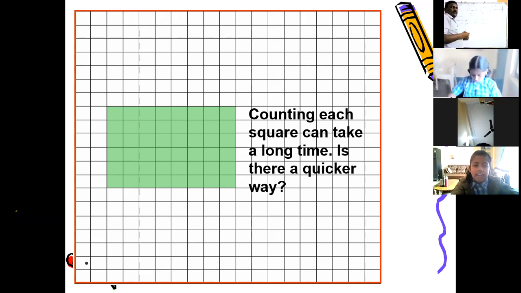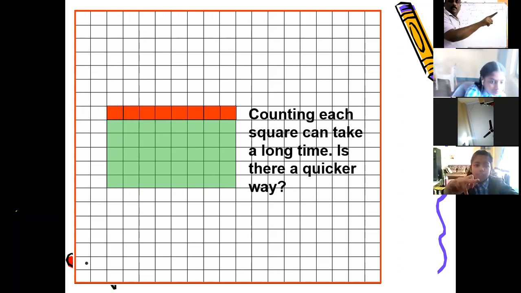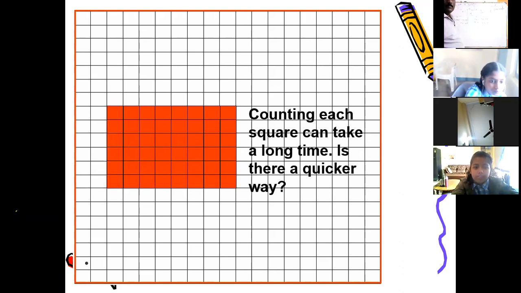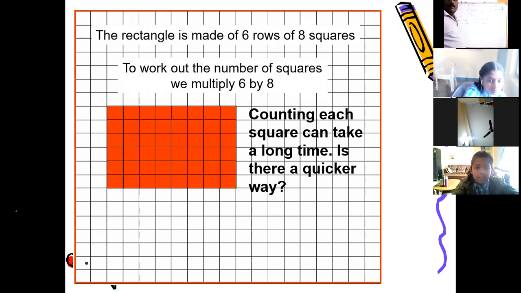We need to multiply length into breadth. Find what is the length and breadth. There are 8 rows and 6 columns. So length is 8, breadth is 6. So area will be 8 into 6.